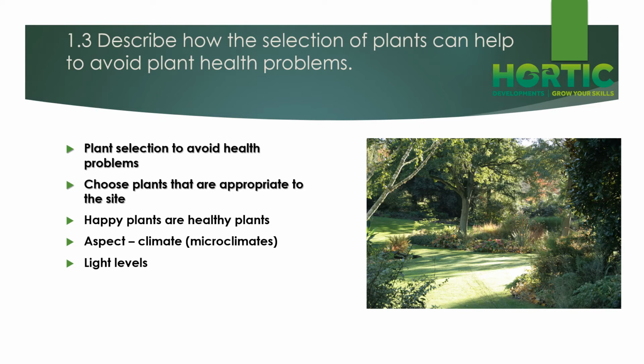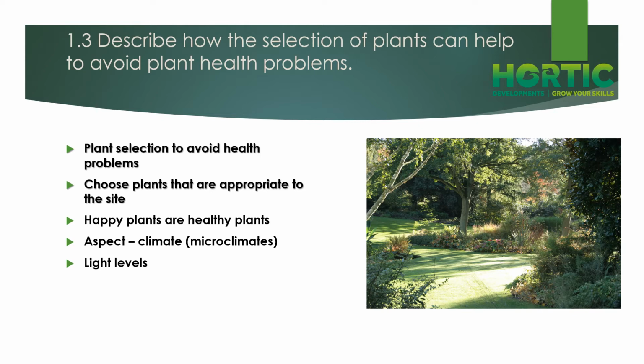So what do we need to take into account? First and foremost, we consider the aspect. When we talk about the aspect, what we're talking about is the climate. Is it a cold garden? Is it a warm garden? Is it a north-facing garden, south-facing garden? Does it get impacted by westerly winds? All those sorts of things. We talk about those as being microclimates. And that's important that we understand how those work.